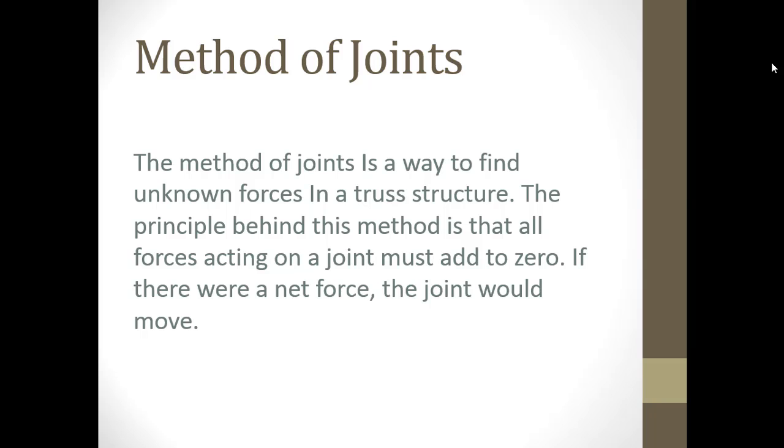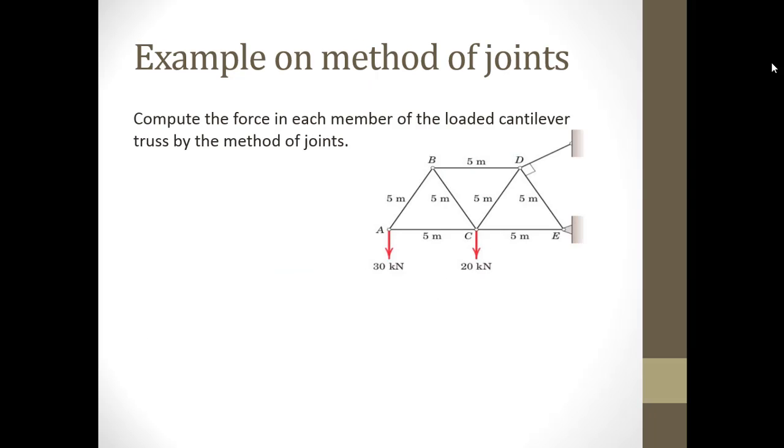First of all, the method of joints. The method of joints is a way to find the unknown forces in a truss structure. The principle behind this method is that all forces acting on a joint must add to zero. If there were a net force, the joint would move.